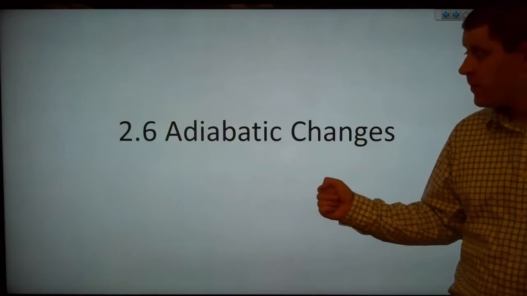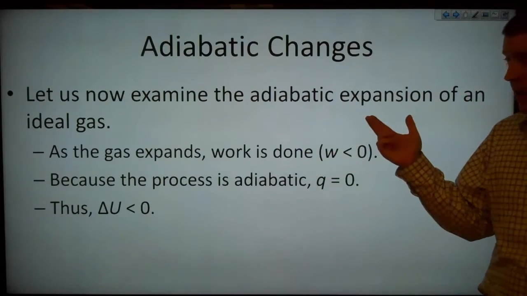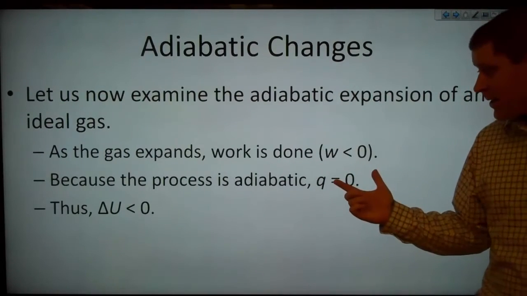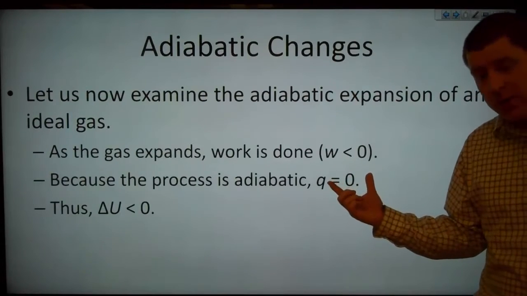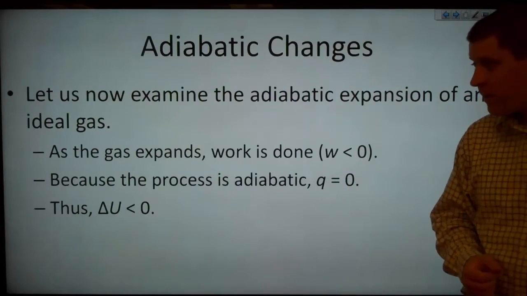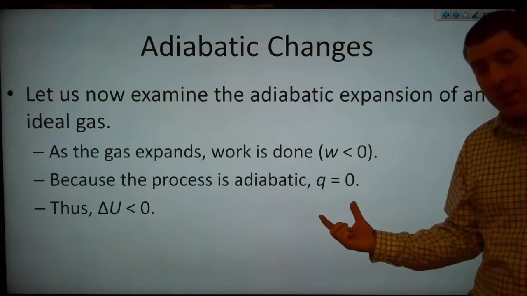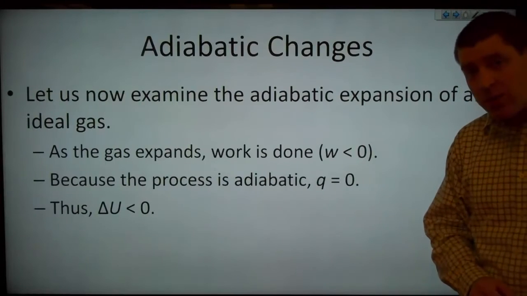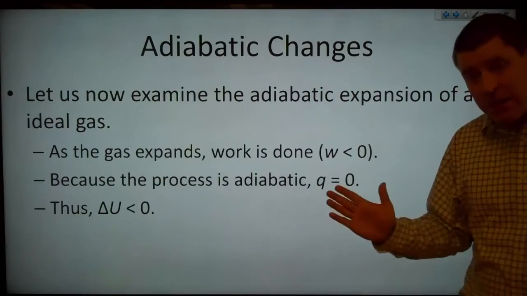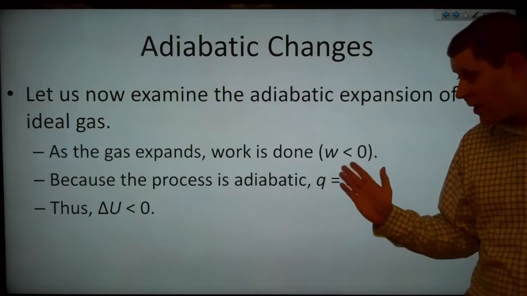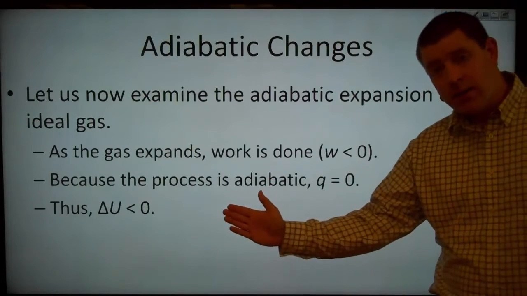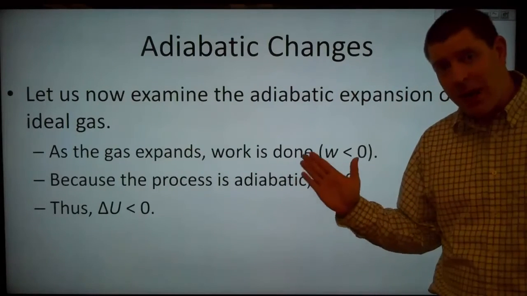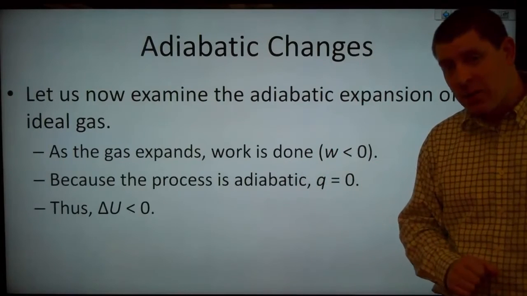Adiabatic changes. So let's now examine the adiabatic expansion of an ideal gas. As the gas expands, work is done. That is, the value of W is negative, less than 0. Because the process is adiabatic, we know that there is no heat transfer, and thus the value of Q must be equal to 0. And that means, because delta U is equal to Q plus W, that delta U must be less than 0. That is, the internal energy of our system has to go down as our gas expands.